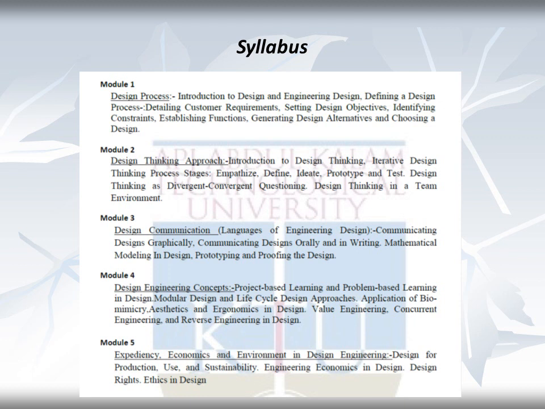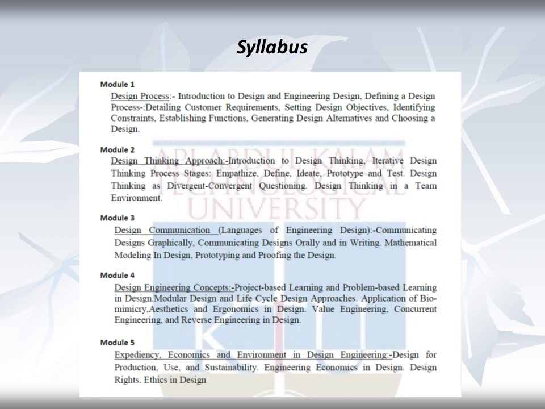Before going to module 1, I will be explaining the syllabus of the subject Design and Engineering. Module 1 deals with the design process. In this module, an introduction to Design and Engineering is given, and a design process is defined, which deals with setting of design objectives, identifying design constraints, establishing design functions, generating design alternatives, and choosing a design.